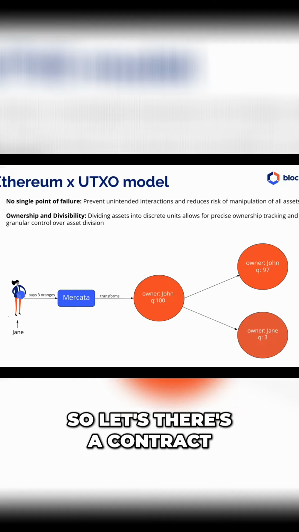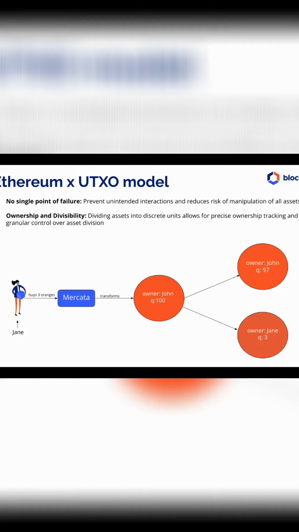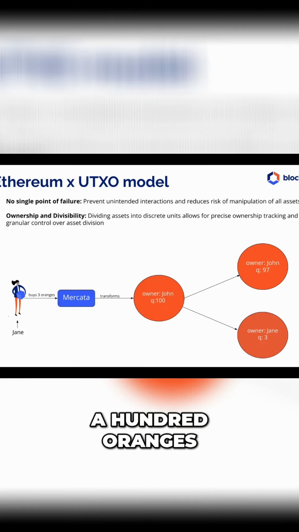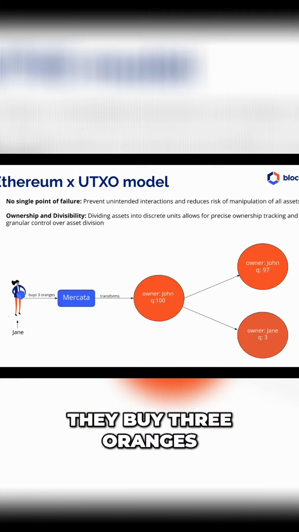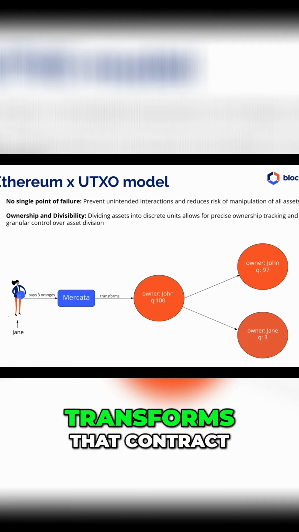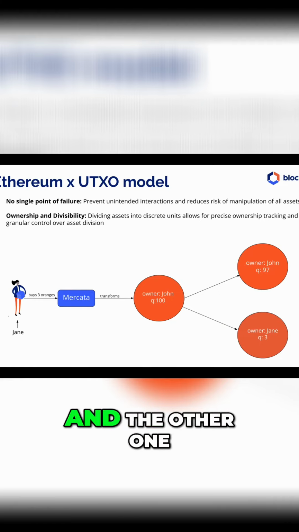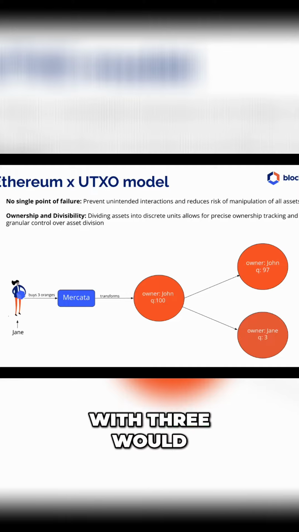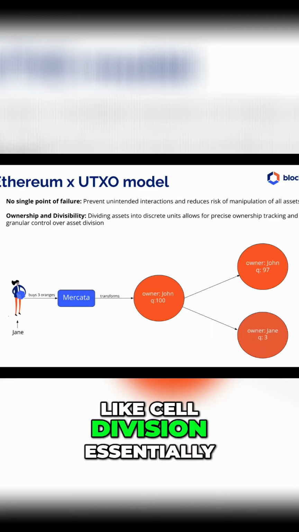Let's say there's a contract with 100 oranges for sale, right? John's trying to sell 100 oranges, and then Jane comes and tries to buy 3 oranges. So what happens here is they go on Mercado, they buy 3 oranges, and then Mercado transforms that contract into 2 contracts now, one with 97 and the other with 3, and the one with 3 would be owned by Jane. So it's kind of like cell division essentially, right?